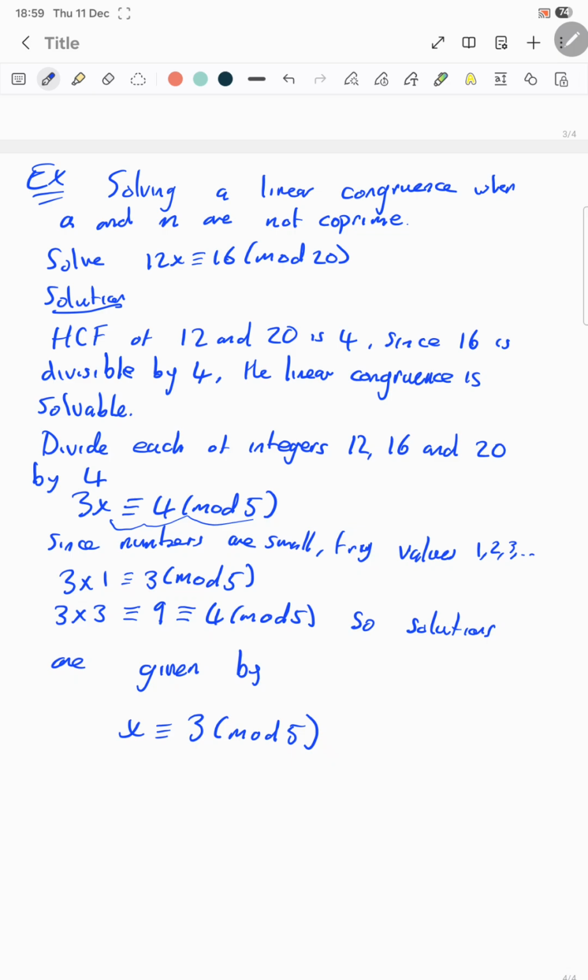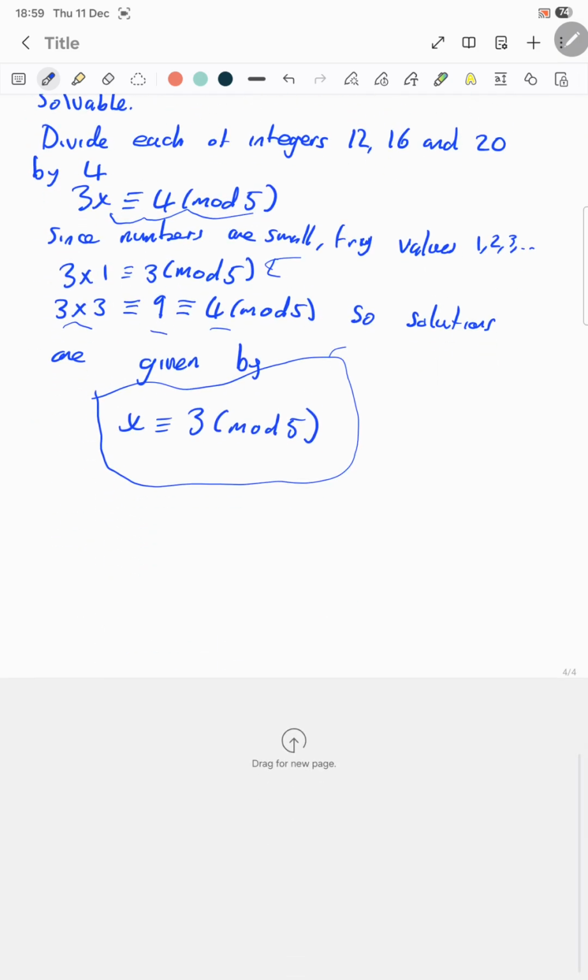Now since the numbers are small, we try values 1, 2, 3 and so on. So 3 multiplied by 1 equals 3 mod 5. 3 multiplied by 3 equals 9 equals 4 mod 5. So solutions are given by x equals 3 mod 5.